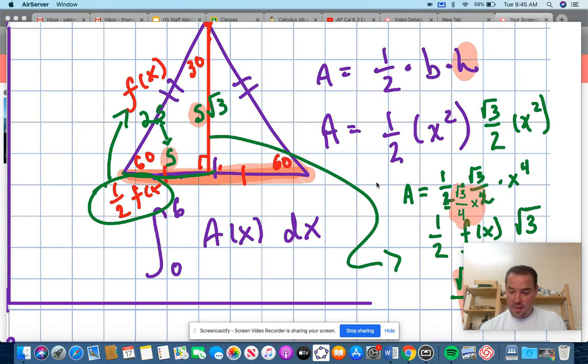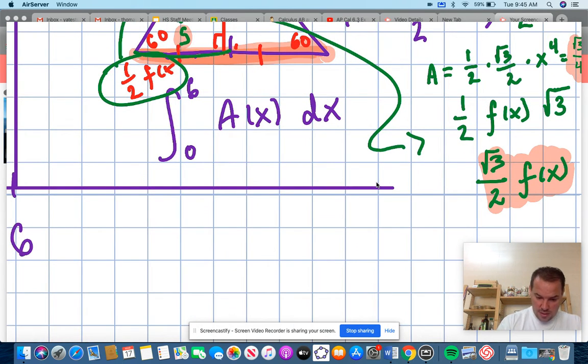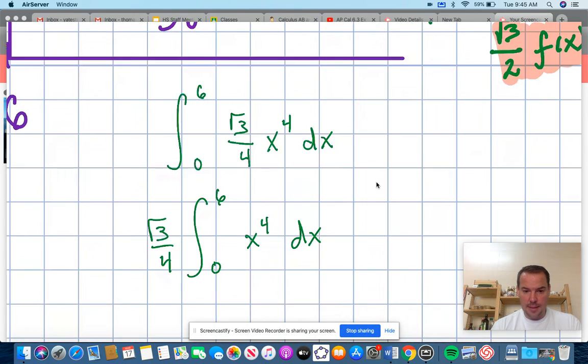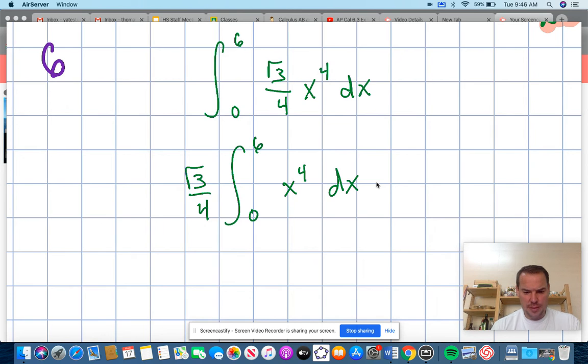Which isn't too bad to think about because a lot of you have gotten so good at this, you've recognized scalars, right? So 0 to 6 of root 3 over 4 x to the 4th dx. That looks familiar. I'll let my screen catch up here just a second. Sorry. So that looks really familiar because I'm pretty sure I just did a square, and the square was from 0 to 6 x to the 4th dx.